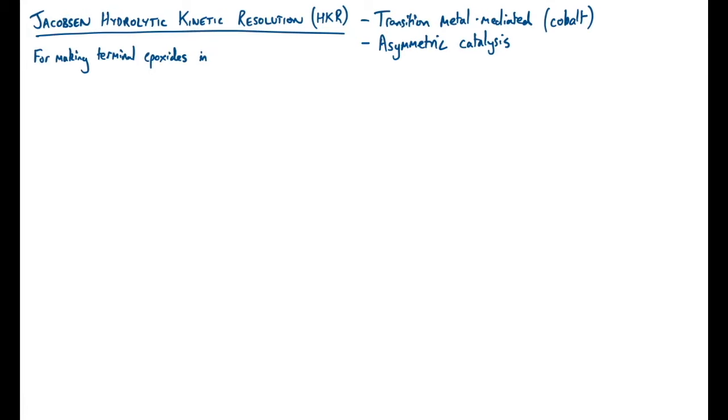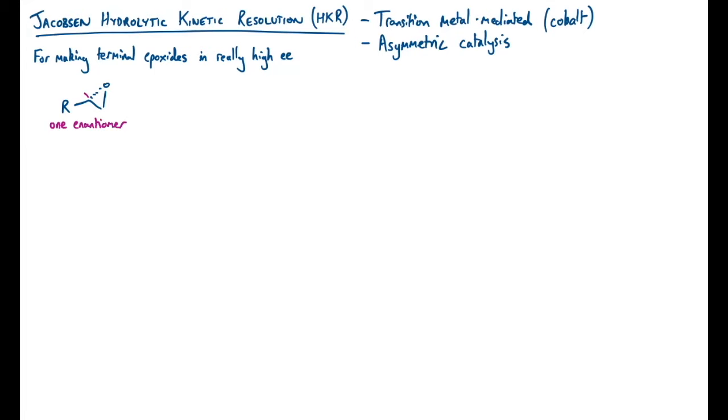Well, it's for making terminal epoxides in really high enantiomeric excess, just abbreviating to EE there. I should note right at the start that this method is probably most useful to you at the start of a synthesis. You probably don't want to be doing it at the end, for reasons that we'll see in this video.